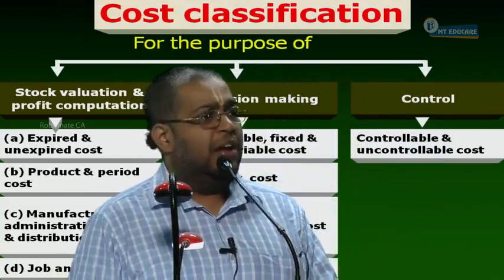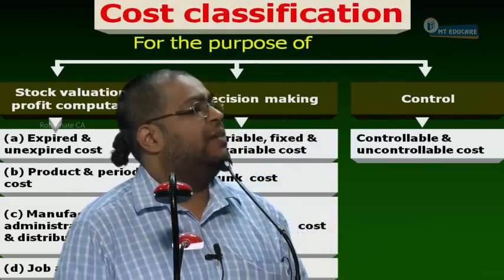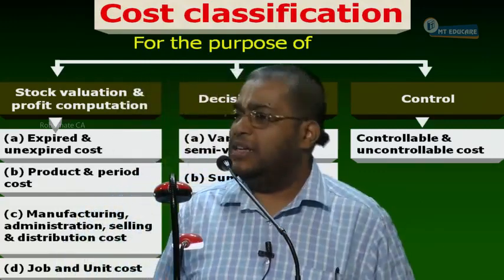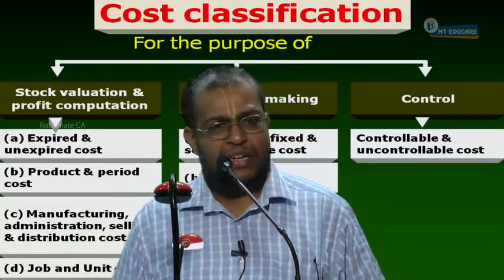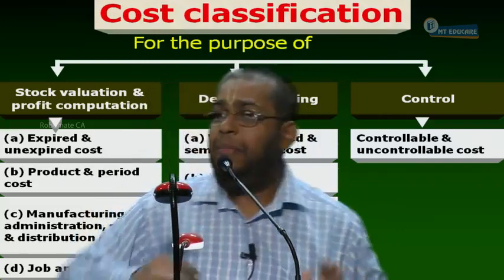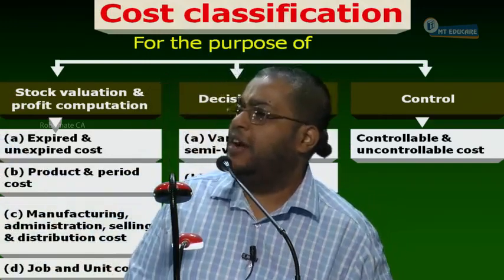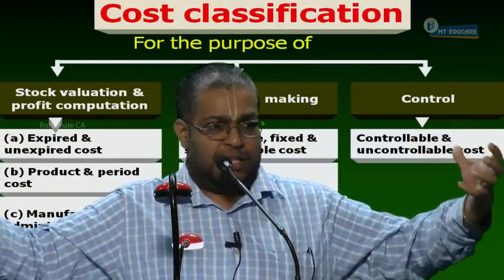All those chapters will be mainly focusing on the product cost, period cost classification. Everybody understood that? The chapters like marginal costing or capital budgeting, all these chapters are decision making oriented, mainly focusing on what? Variable, fixed and semi-variable classification. Everybody following?